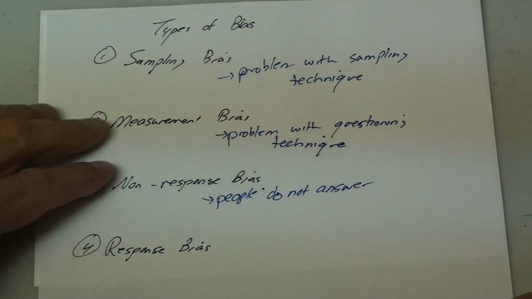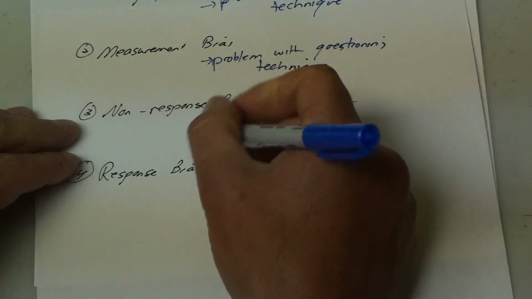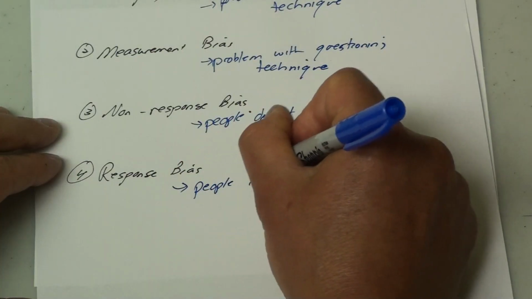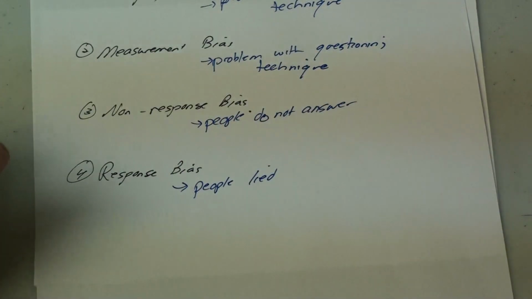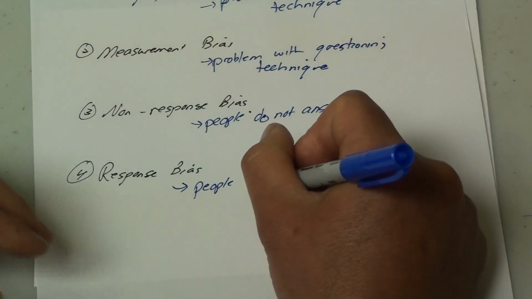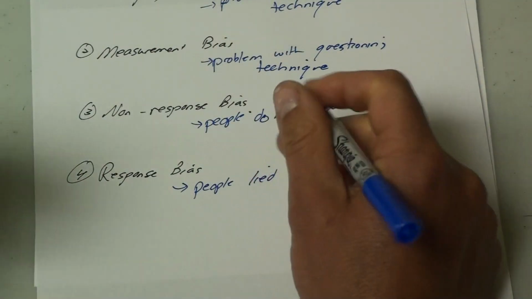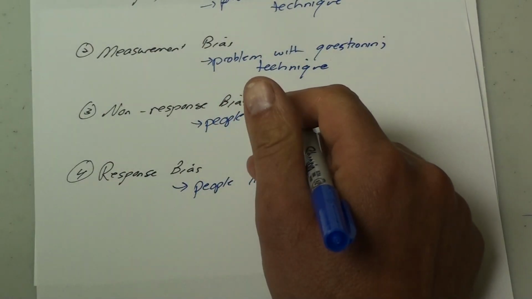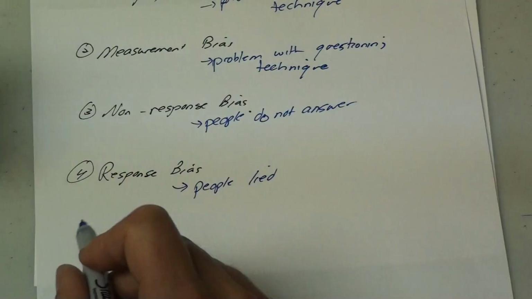And the last one is a response bias, and this simply is that people lied while taking the survey. They didn't tell the truth. For some reason, whether they're embarrassed or who knows why, they didn't want to tell the truth, and that creates a response bias.